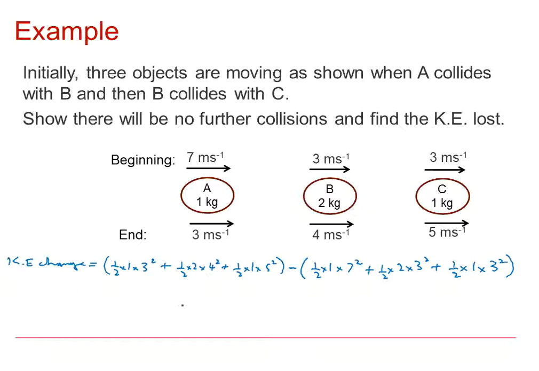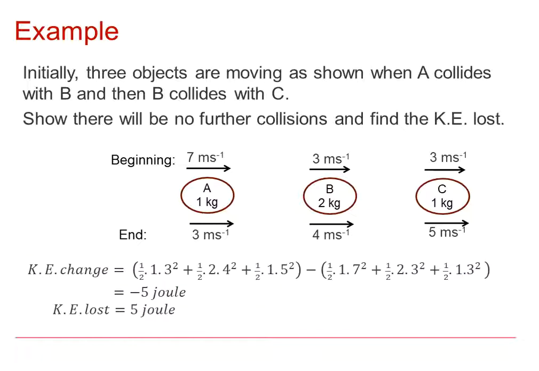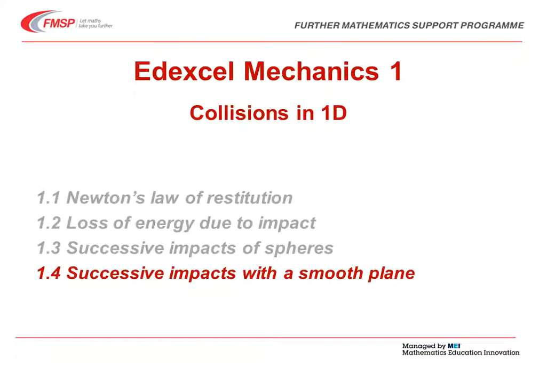So final kinetic energy, take away initial kinetic energy, gives me minus 5 joules. So the kinetic energy change is minus 5 joules, or we can say the kinetic energy lost, which is what the question wanted, is 5 joules. So the change is minus 5 joules, the loss is 5 joules has been lost. So be careful whether you're talking about kinetic energy change or the kinetic energy that has been lost. In the next session, we're going to be looking at successive impacts with a smooth plane.